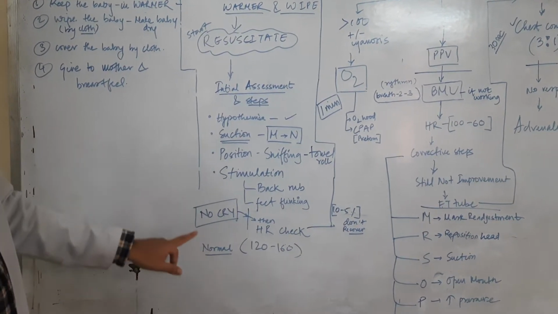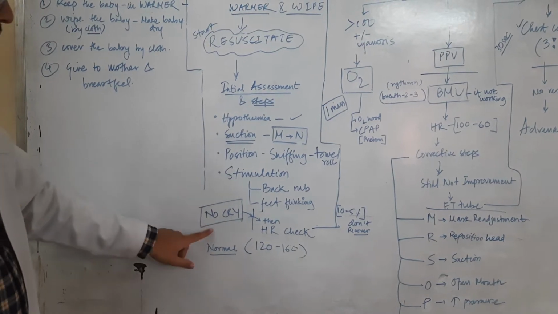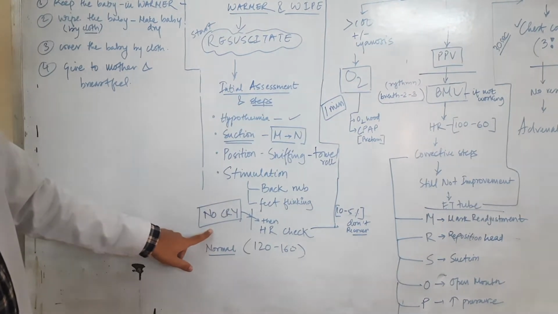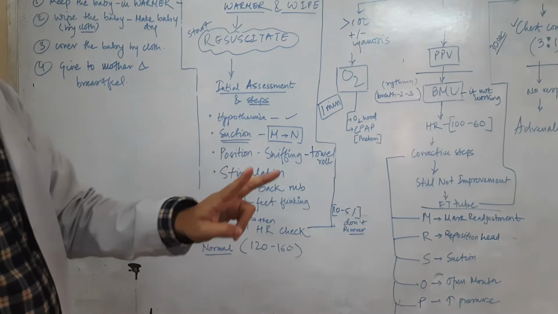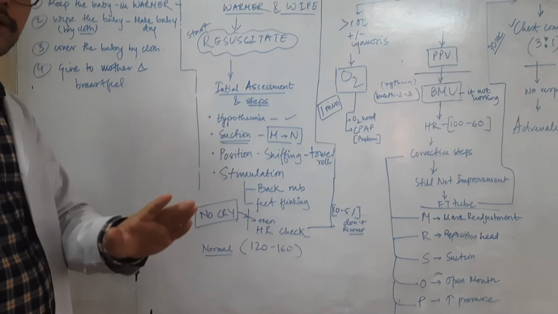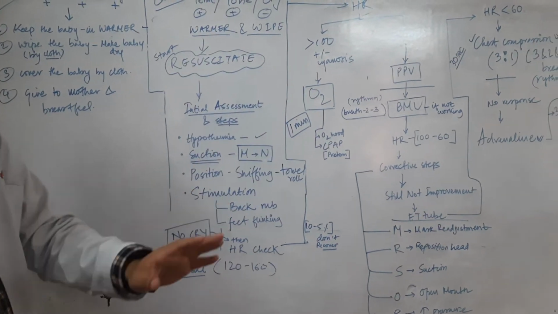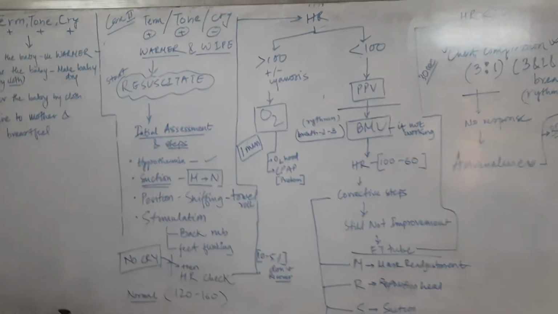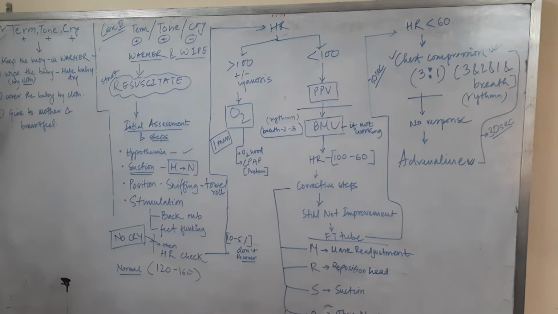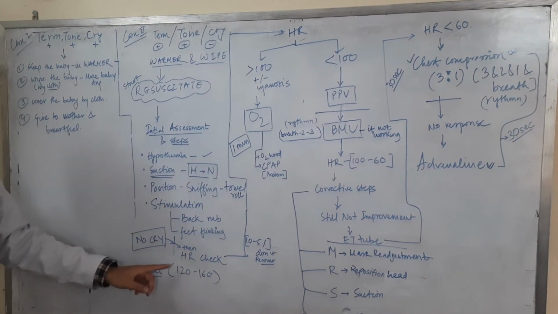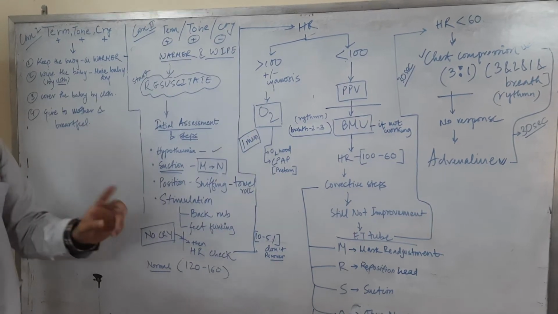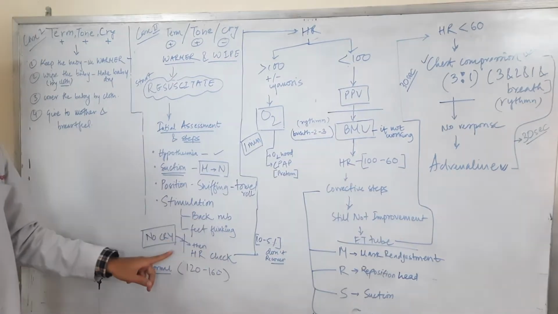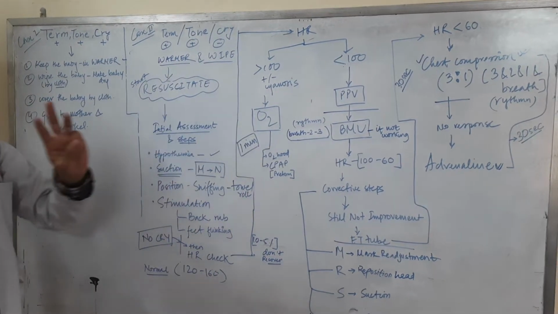That is dictated by the heart rate. So now we take the heart rate immediately. There can be three situations. First situation: heart rate more than 100 and the baby is crying, everything is normal, and you proceed with routine newborn care. Second situation: heart rate can be more than 100 but the baby may not be crying. Third situation: heart rate could be less than 100 and the baby is not crying. So these are the three situations.